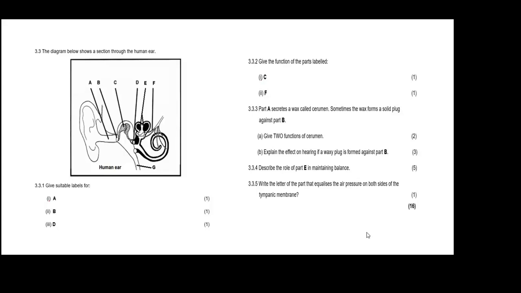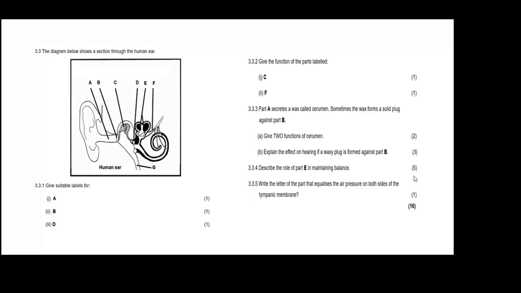Okay, so just coming back to the ear. So you've labeled now all the different parts of the ear. And then question 3.1 says you must give the labels for A, B, and D. So obviously A, B, and D, as I ask you now to do already, you need to have labeled it. So, you know, A would be the external auditory canal. B would be the tympanum or the tympanic membrane. And then D would be your oval window.